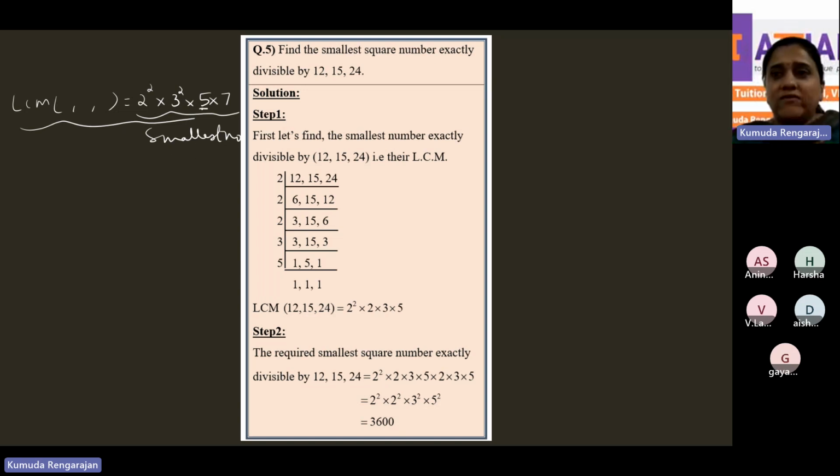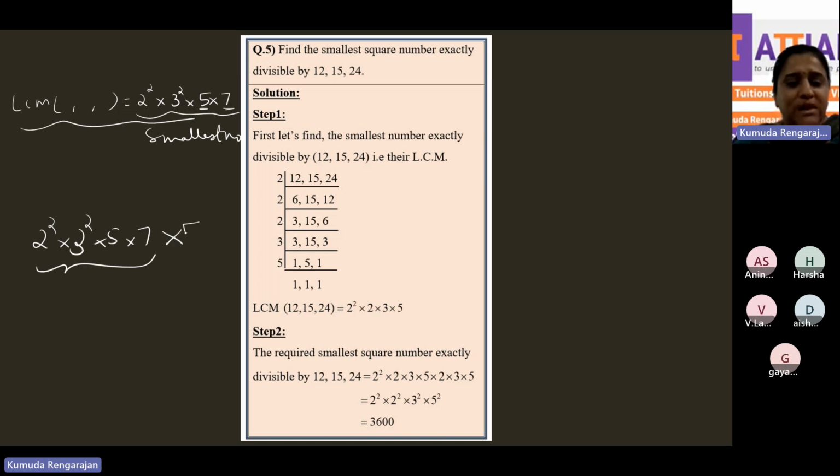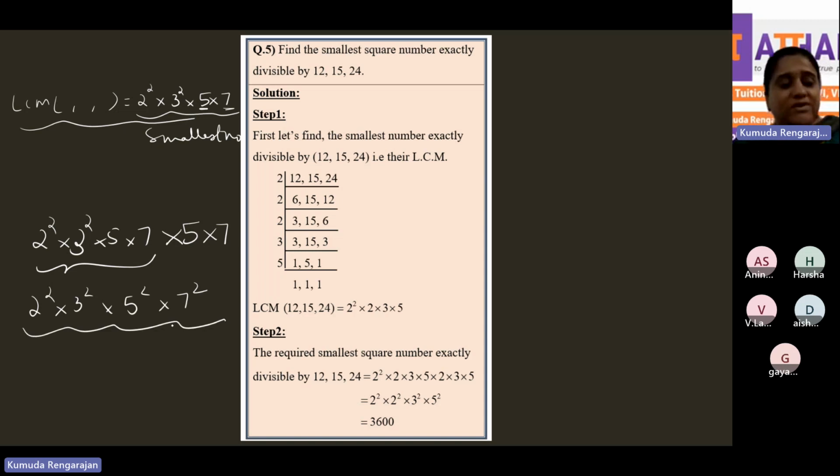So you see that 5 does not occur in pairs and 7 also does not occur in pairs. So you need to multiply the LCM, which is 2 square, 3 square, 5 and 7, with another 5 and another 7, so that the 5 becomes a 5 square and the 7 becomes 7 square. Now this product is the required number.